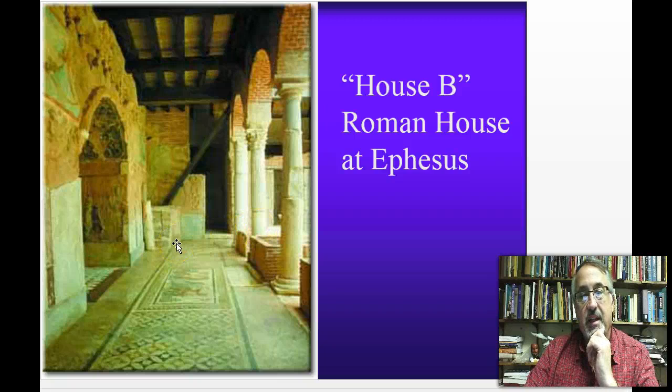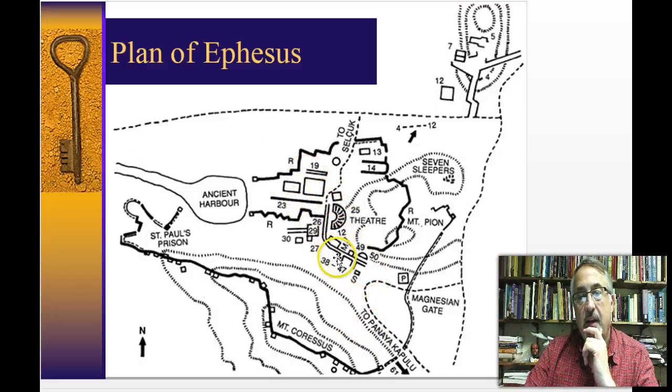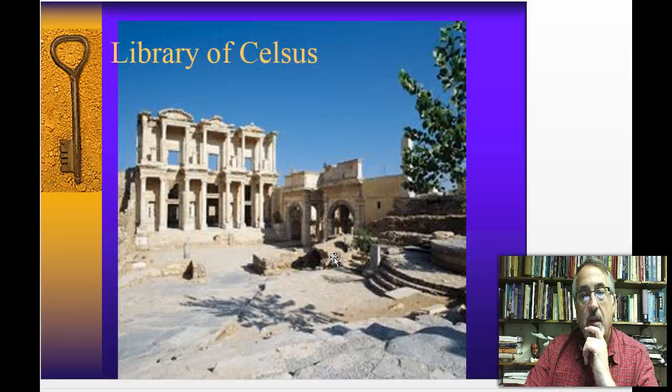So here's the plan again. And so here is the theater, the Library of Celsus, and those terraced houses are over in this area here. There it is. And that concludes this discussion of the second missionary journey of Paul.